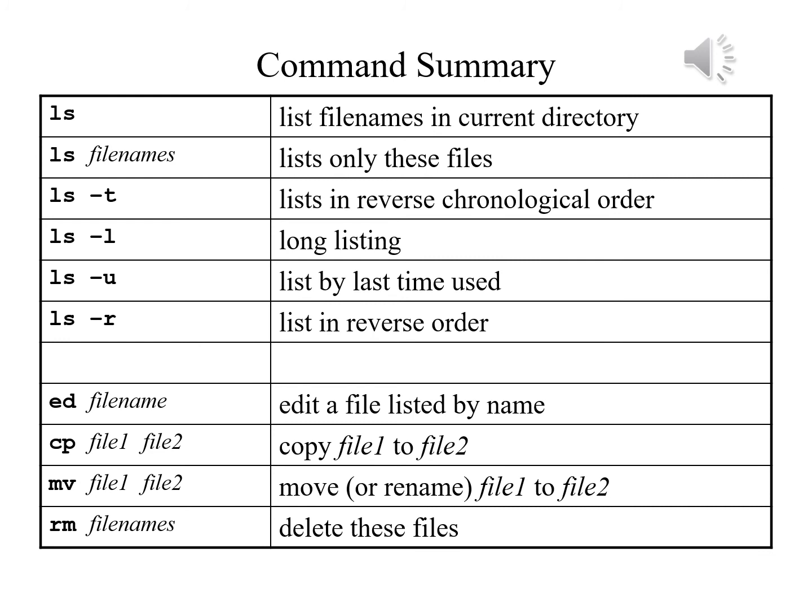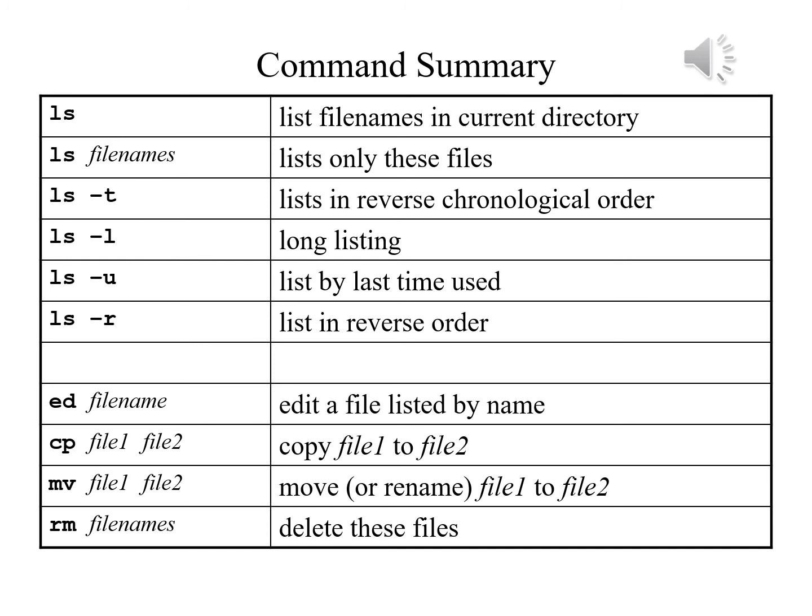-t will list files in reverse chronological order with most recent first. -l gives the long listing, which we spoke about earlier. -u lists them based on when they were last used. And -r lists them in reverse order. These can be used in any combination that the user finds helpful. ed followed by a file name will allow the user to edit the file.